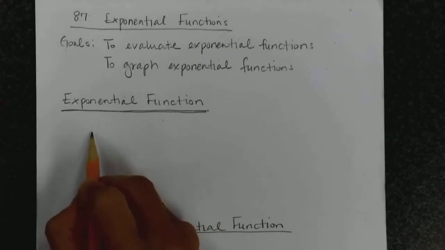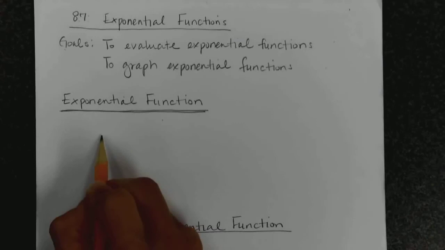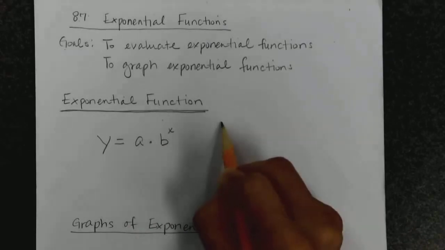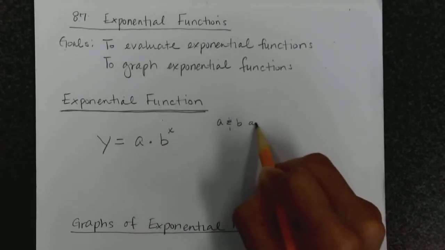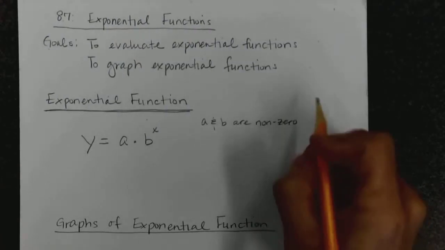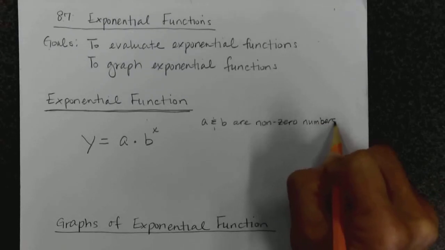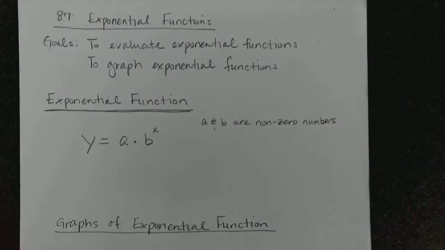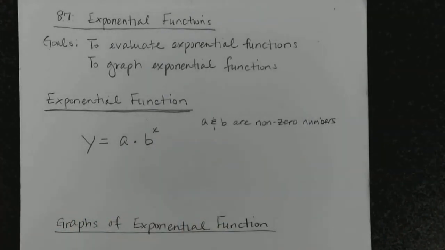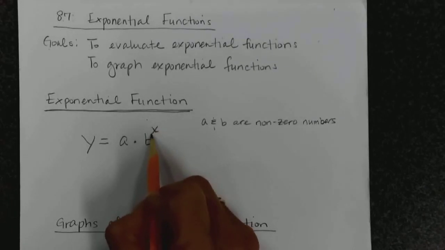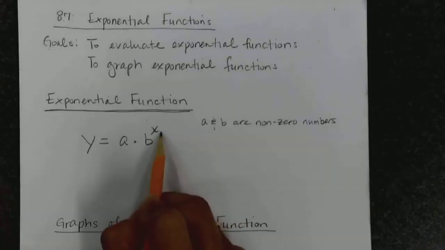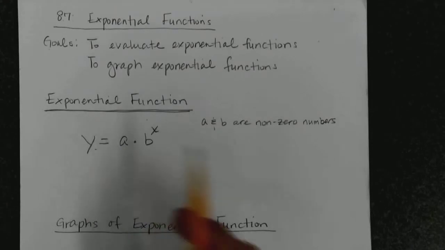So you do have to memorize what this function is, and it's in the form of y equals a times b to the x, where a and b are non-zero numbers. So a and b could be any number except 0. So y equals a times b to the x is an exponential function, and the reason why this is called the exponential function is because the exponent is our variable. So to evaluate, we're going to be plugging an x value in to find the y value.